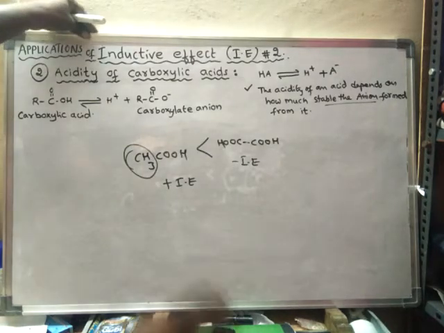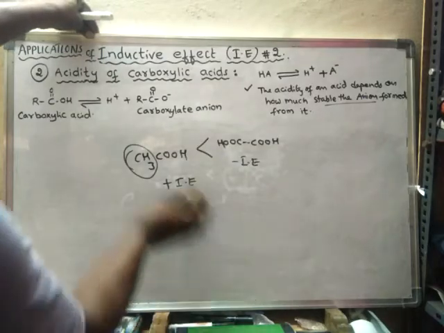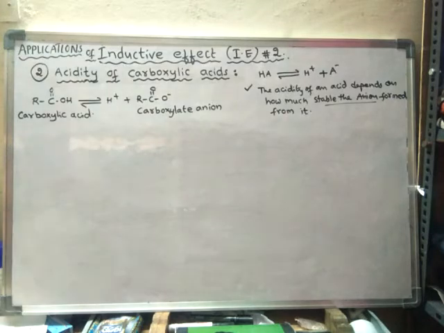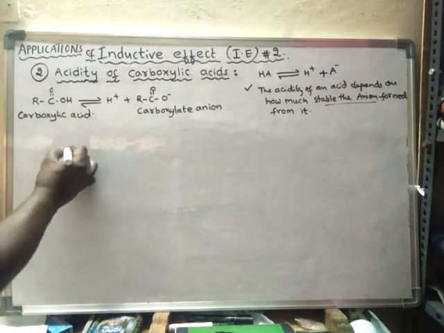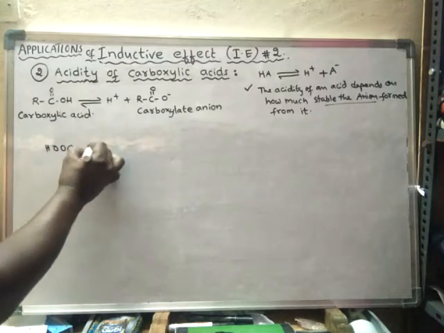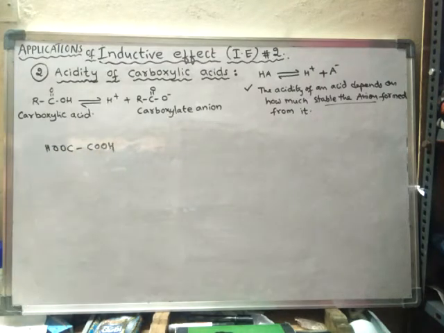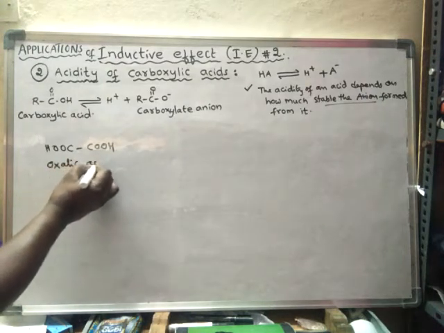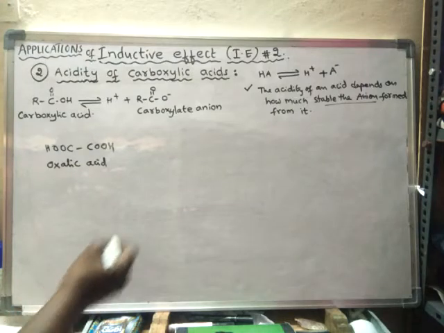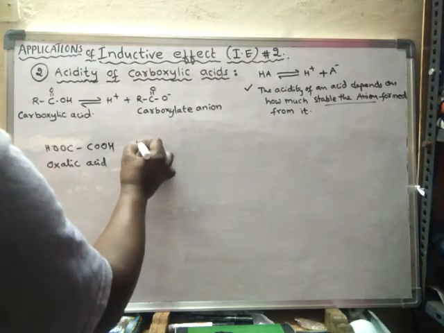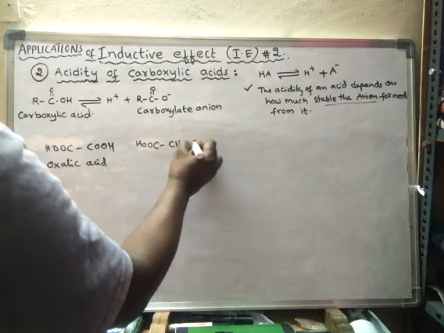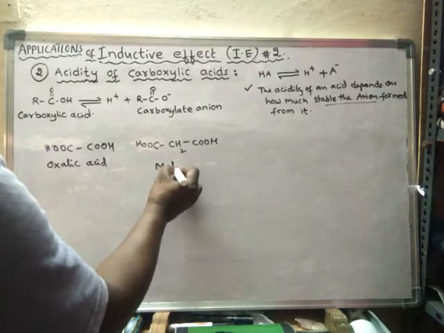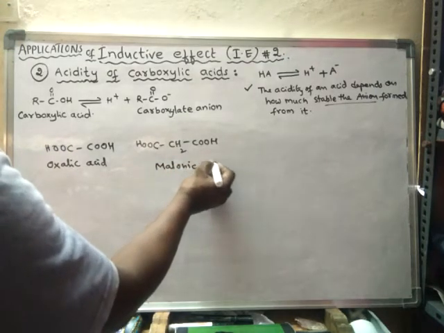Now we will compare the acidic nature of dicarboxylic acids. There are so many dicarboxylic acids. For example, oxalic acid, COOH COOH. Next, this is malonic acid. What is the difference between these two?